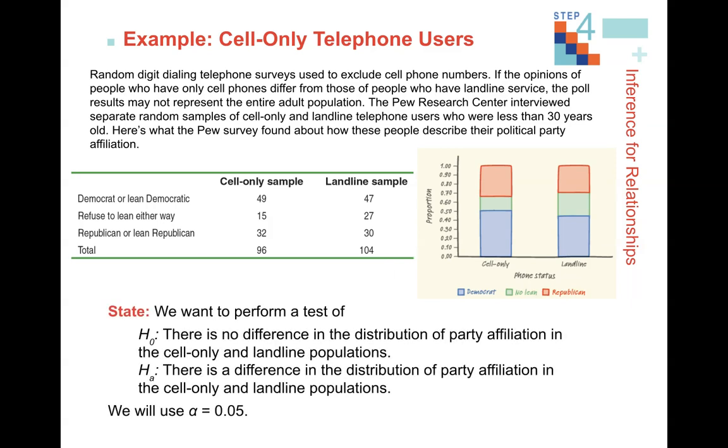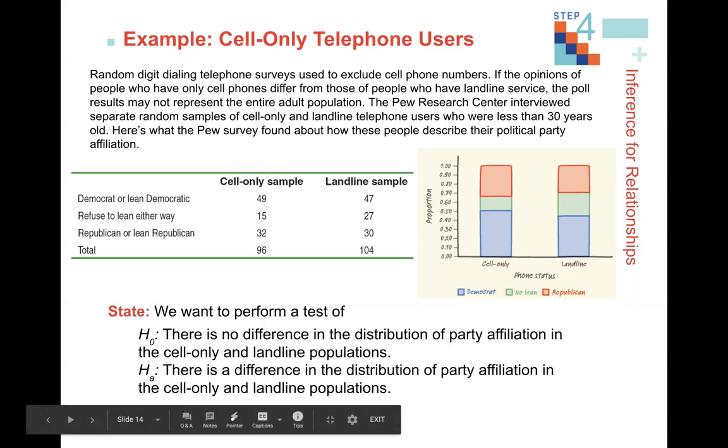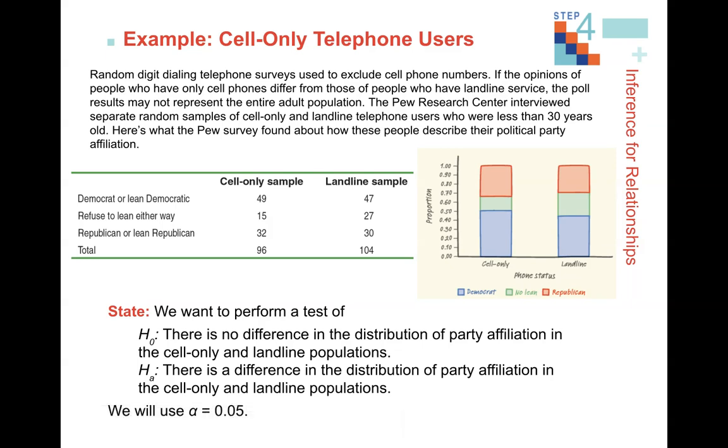So what is our test? State H null and HA. H null: there is no difference in the distribution of party affiliation in the cell only and landline populations. HA: there is a difference in the distribution of party affiliation in the cell only and landline populations. And again, we're going to use an alpha level of 0.05.